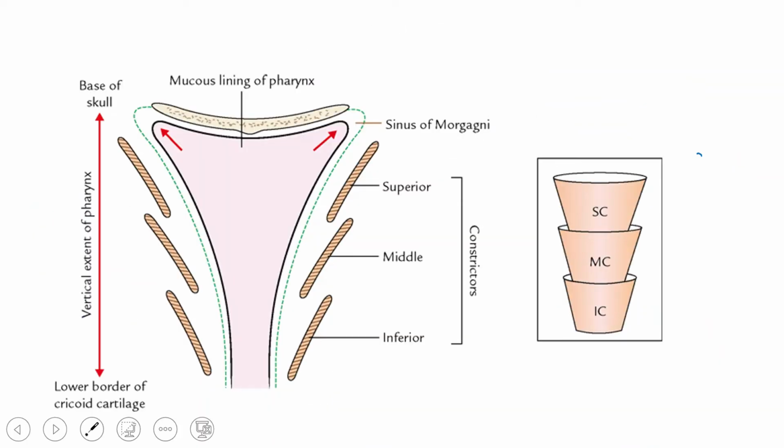In this picture it is better visualized. The arrangement of the three constrictors, the superior, middle, and the inferior, is in such a fashion as if we place the flower pots one within the other. So this is the arrangement of the three constrictors of the pharynx. There is a space also which is present between the adjacent constrictor muscles.